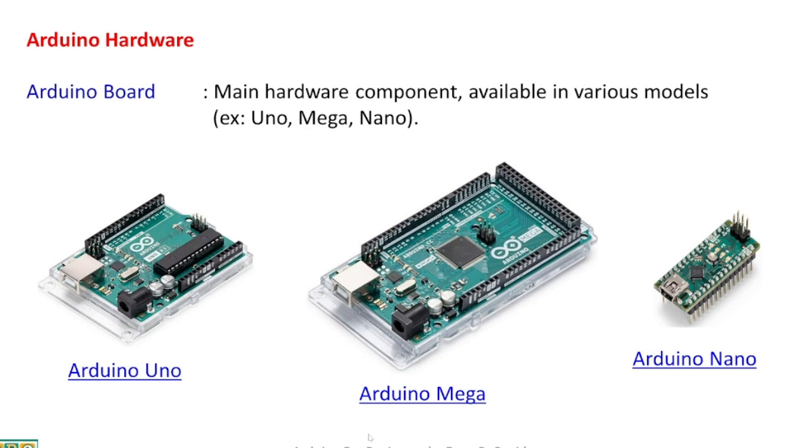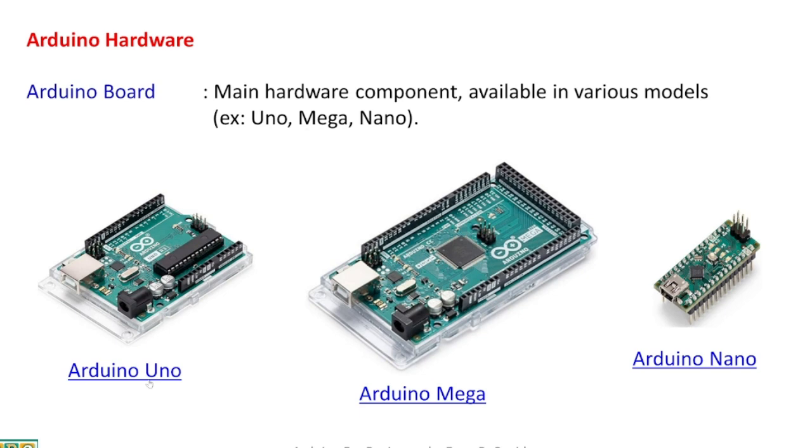And the other one, if this is not enough and you need more pins or more things to do, then you can use the Arduino Mega. And then we can also use the Arduino Nano if what you're doing is just a very small device, or it does not need huge tasks. Then you just need a small space. You can use Arduino Nano.